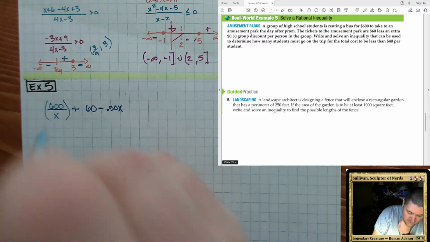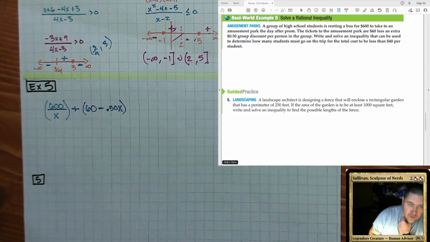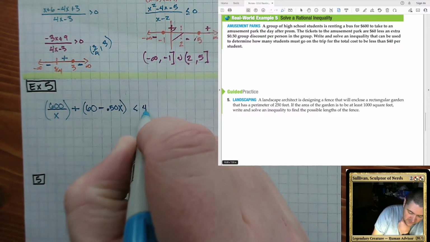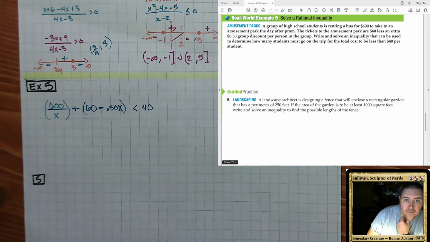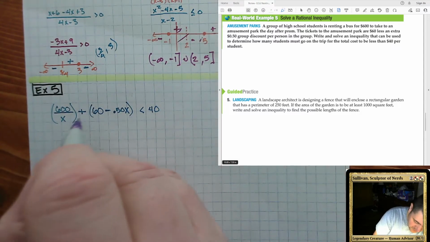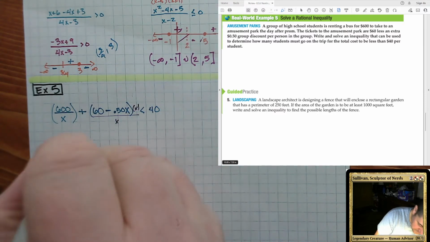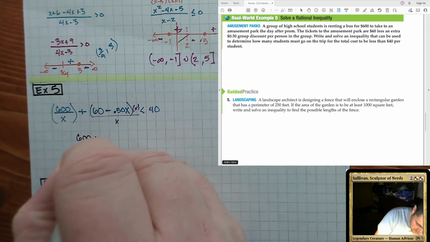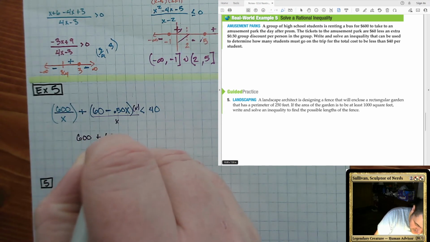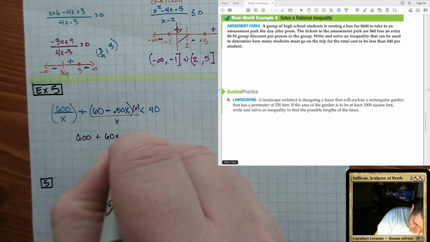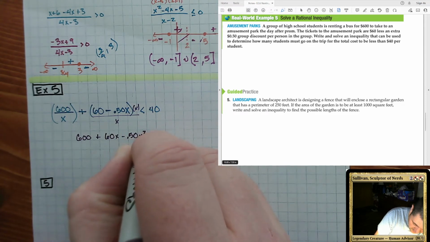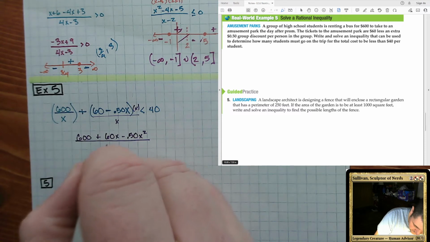So their share of the bus, their individual ticket to get in, and I want that cost to be less than $40. Write and solve the inequality. So now let's just do the same stuff we were doing, right? I'm going to get common denominators by taking this times x over x. Get 600 plus 60x minus 50-cent x squared all over x.